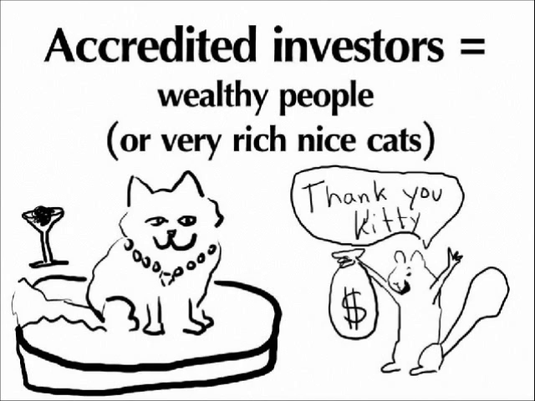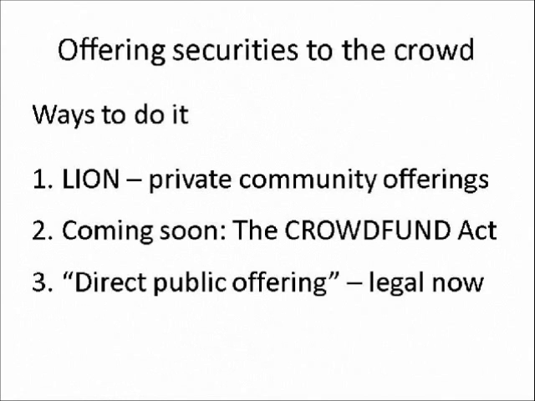So there are some ways to offer securities to the crowd that are legal now, and then there's going to be a new thing that's hopefully legal soon. I'll talk about the three main ways that people are doing this. Michael mentioned Lion, and from a securities law perspective, within your state you don't have to worry about the federal securities law because there's something called the intrastate exemption.